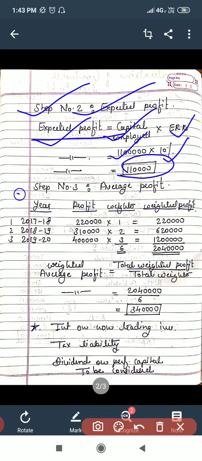Now, step number 3, that is the calculation of average profit. We have been told that you have to take into consideration the weighted average profit method for 3 years for the calculation of average profit.